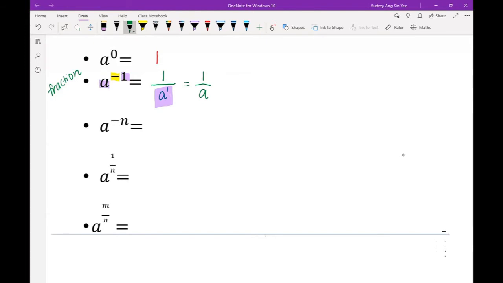Okay, this rule now is also the same as just now. It has a negative at the index. So it will also be in the form of a fraction. Not any ordinary fraction. It will be in the form of 1 over. Now, what I'll write at the denominator will be the remaining terms that I have just now, that is a power n. So I can write this down, a power n.